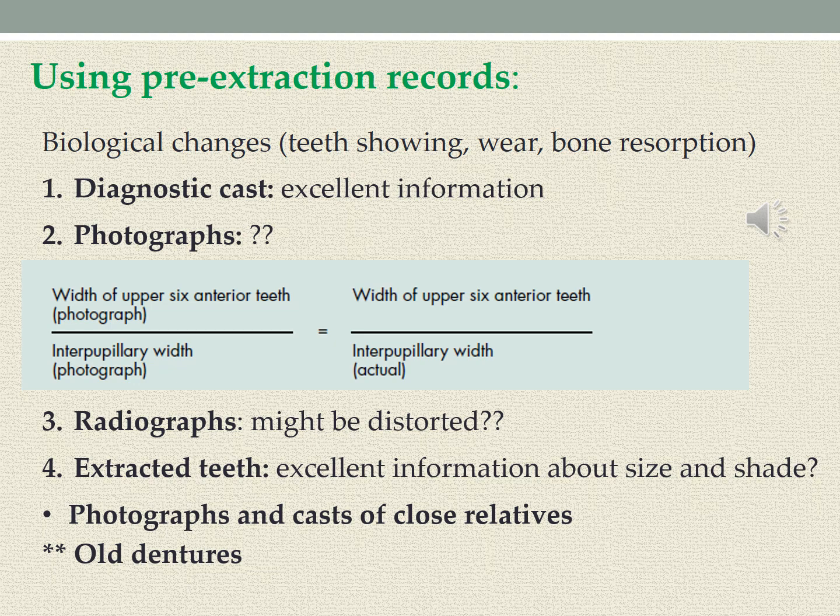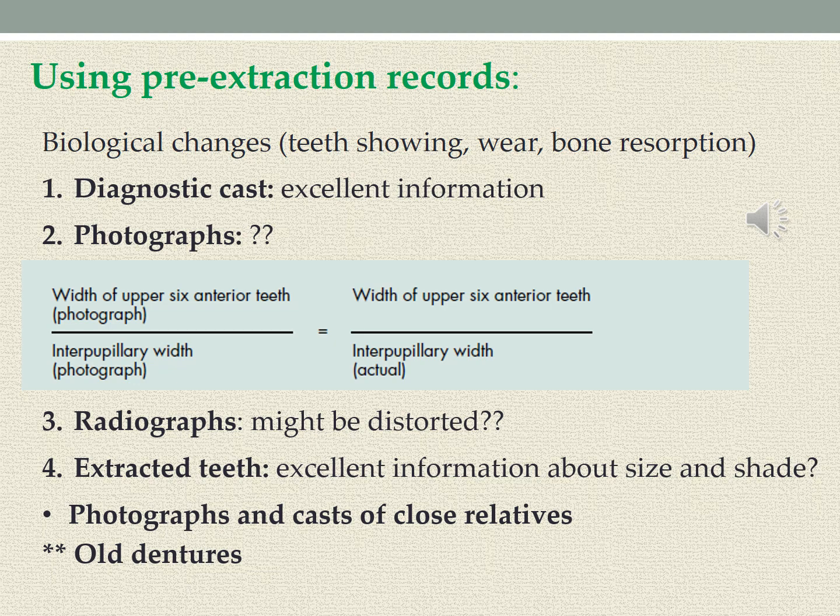The third pre-extraction record which we can use is the radiographs of the patient to measure the size of the teeth on the radiographs, but we need also these radiographs to be excellent and of good dimensions, and radiographs might be distorted, so they are not of very good information for teeth selection. Also, we can use extracted teeth. These provide excellent information about size, but about shade, they don't provide very good information because after extraction, teeth dry out and they change their shade, so we cannot depend mainly on them to select the shade.